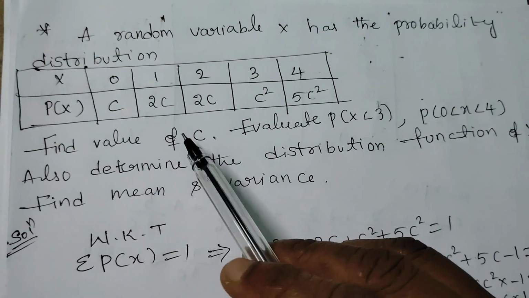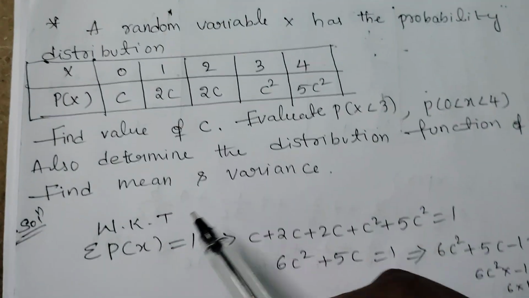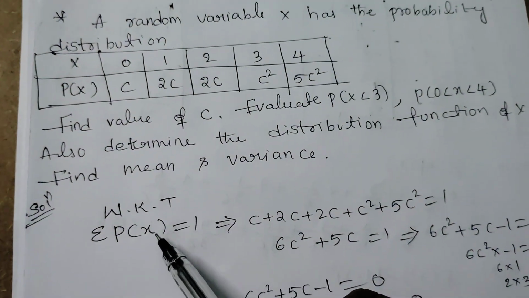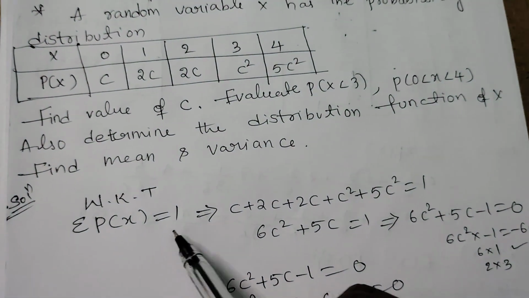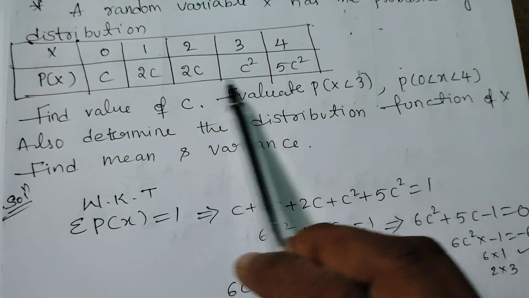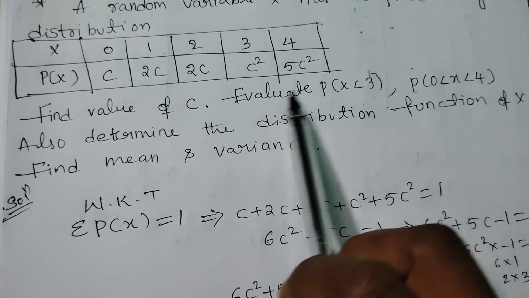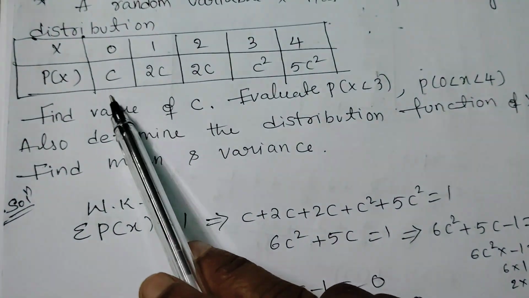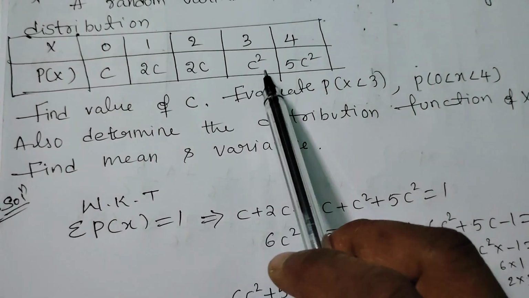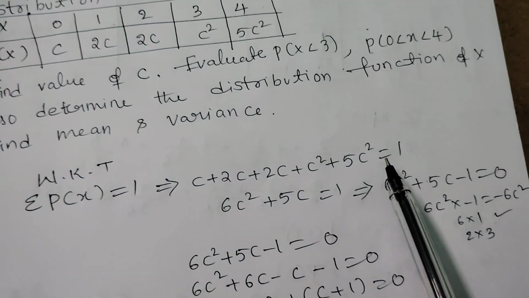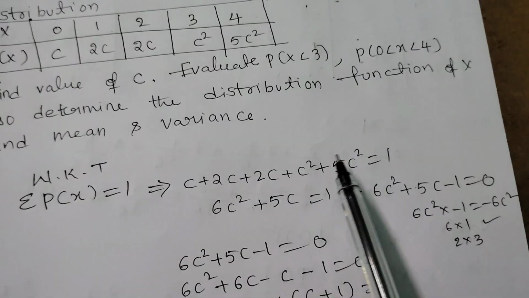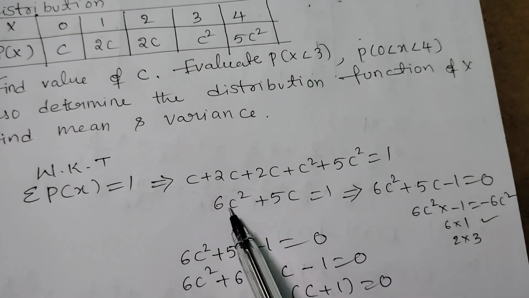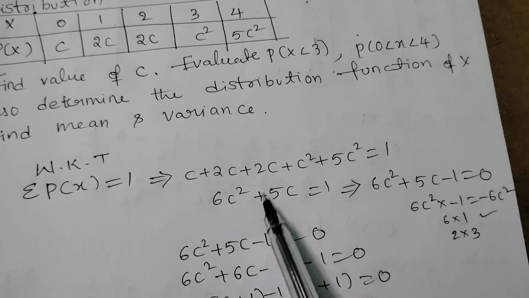To find the value of c, we can use one formula. What we know is that the summation of all the probabilities of a random variable is equal to 1. So if we add all the probabilities, that value is equal to 1. That's why c plus 2c plus 2c plus c square plus 5c square is equal to 1. c square plus 5c square equals 6c square, and 2c plus 2c plus c is 5c.